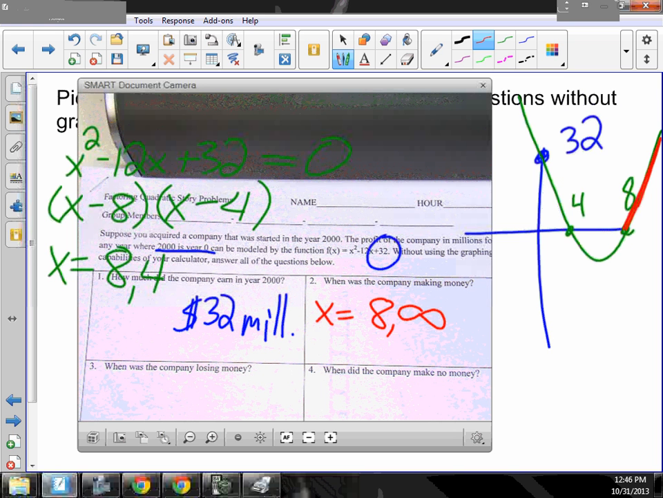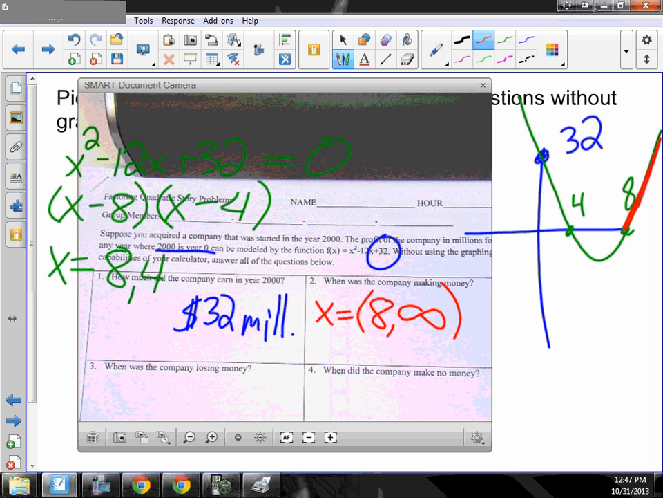Do we include 8? Why not? It's on the axis, and on the axis is 0, and 0 is not positive. So no. Do we include infinity? No. Are there any other years when the graph is above the x-axis? From negative infinity to 4. Anybody disagree?